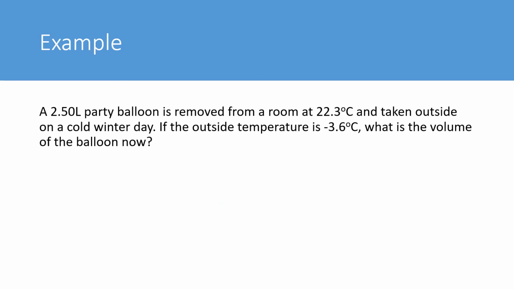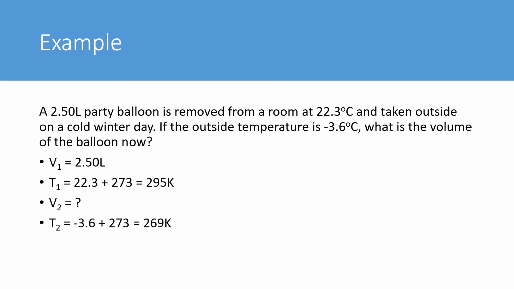So let's do an example. A 2.5 liter party balloon is removed from a room at 22.3 degrees Celsius and taken outside on a cold winter day. If the outside temperature is negative 3.6 degrees Celsius, what is the volume of the balloon now? So here are our givens. We are given volume 1 and T1, and we're also given T2. We're trying to find V2.